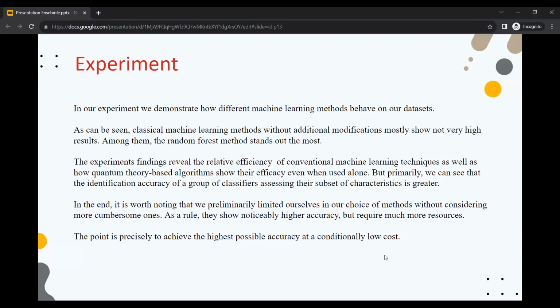Okay. So in the end, it's worth noting that we primarily limited ourselves in our choice of methods, without considering more cumbersome ones. As a rule, they show noticeably higher accuracy, but require much more resources. So the point is precisely to achieve the highest possible accuracy at a conditional load cost, and it was achieved in our proposed classifier.